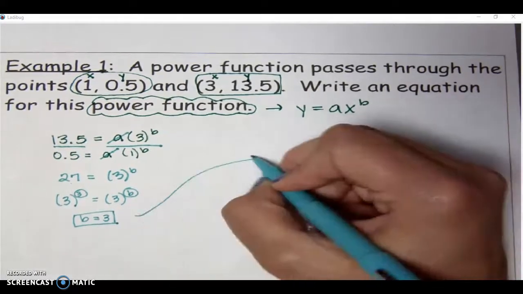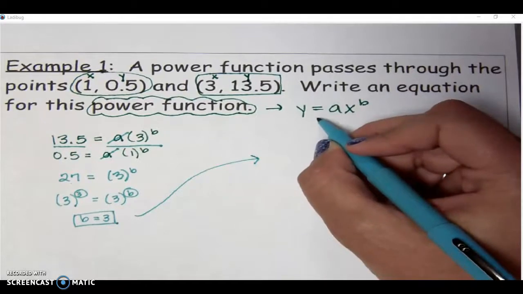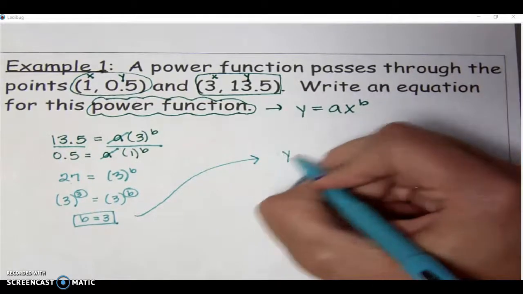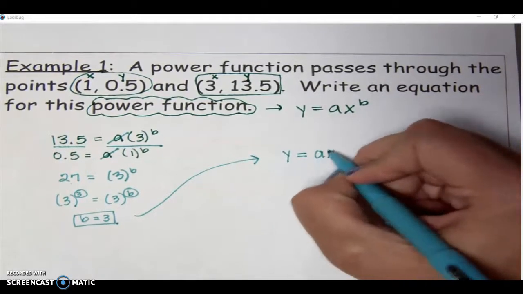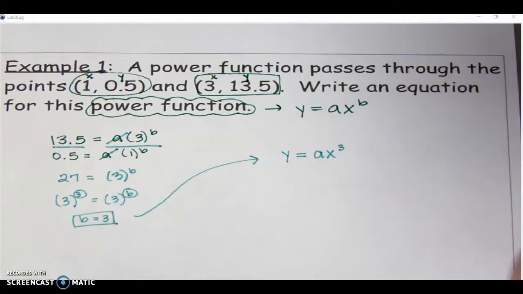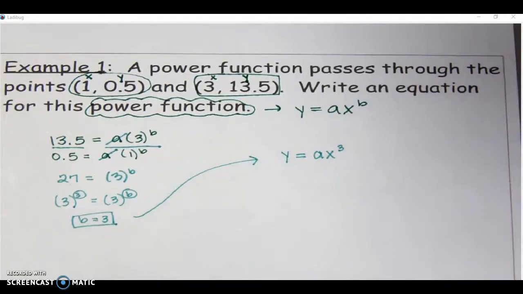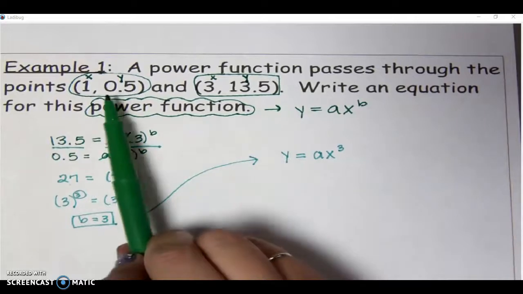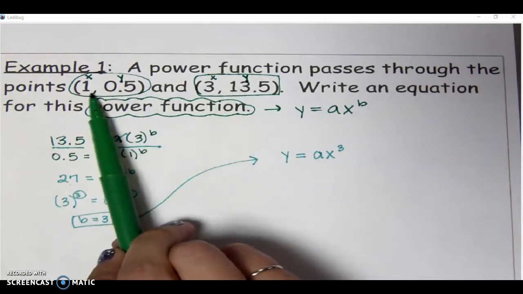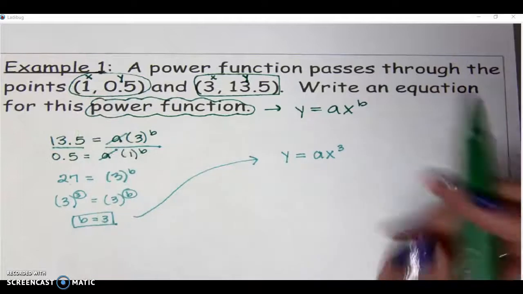Okay, so now I know my equation is not just y equals ax to the b, I know b is 3. So y equals ax to the third power. So all we have left to figure out is what a is. To get a, you're just going to plug in either one of these equations. The one that has the 1 will probably be easier, so I'm going to use that one.